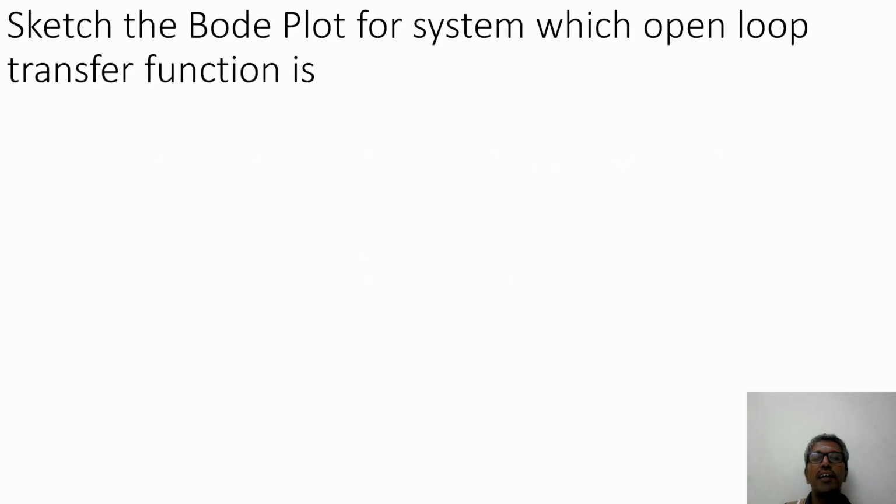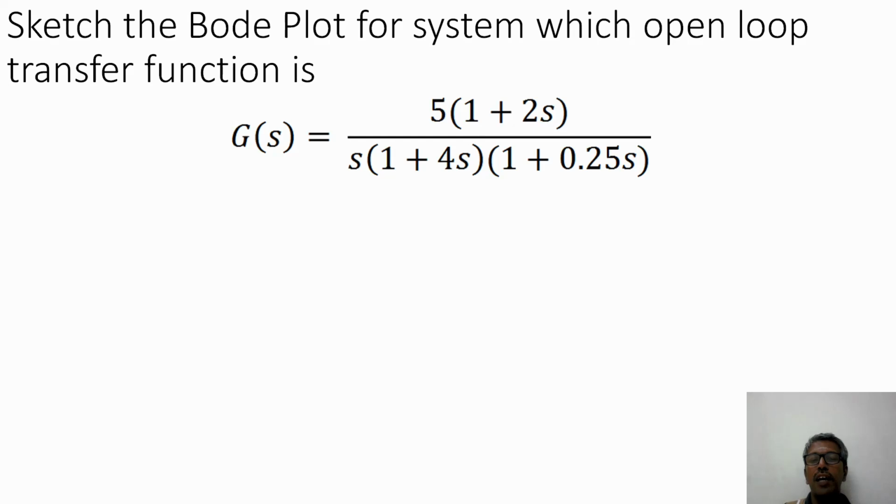To sketch the Bode plot for the given open loop transfer function, G(s) equals 5 into (1 plus 2s) divided by s into (1 plus 4s) into (1 plus 0.25s). Before solving the Bode plot, make sure all the terms are in 1 plus s format. Otherwise, change the format to 1 plus s format. Make sure of this, then proceed with the problem.